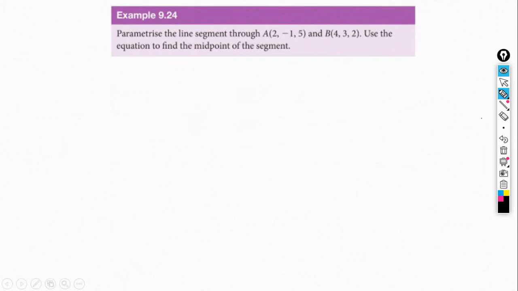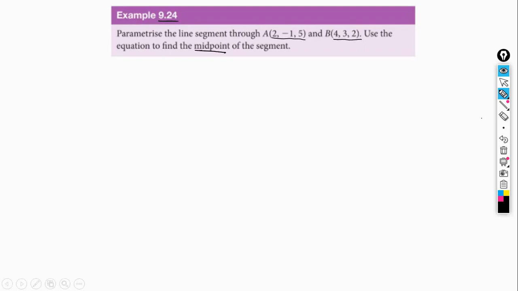So we continue with example 9.24, and it says parameterize the line segment through A(2, -1, 5) and B(4, 3, 2). Use the equation to find the midpoint of the segment.